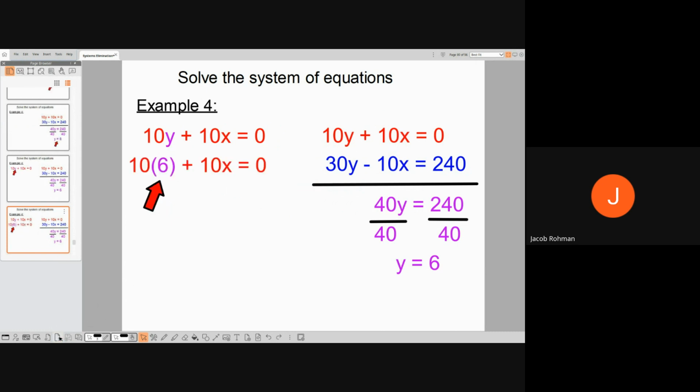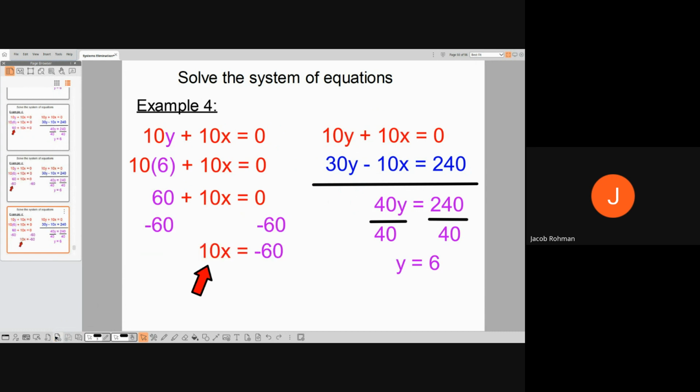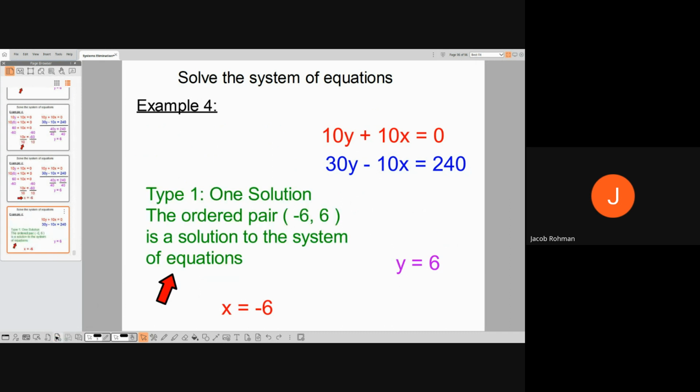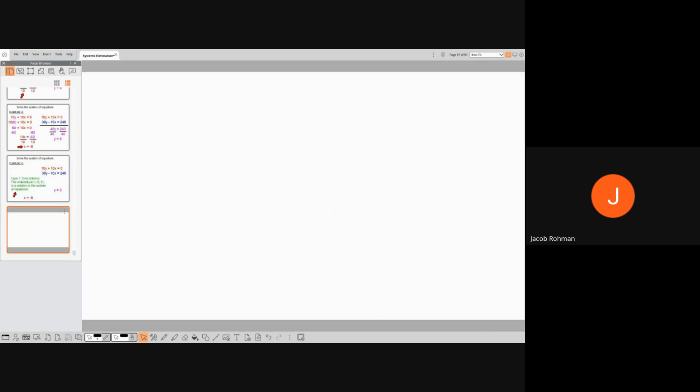So we're going to substitute that 6. 10 times 6 is going to be 60. And then we can solve this equation here for x by subtracting 60 from both sides. That's going to give me 10x equals negative 60. And then I can divide by 10. And then I can see that x is going to be equal to negative 6. So now I have an ordered pair. And this is type 1, where we have one solution, which is the ordered pair negative 6 comma 6, which is the solution to the system of equations. And that concludes our video lesson.